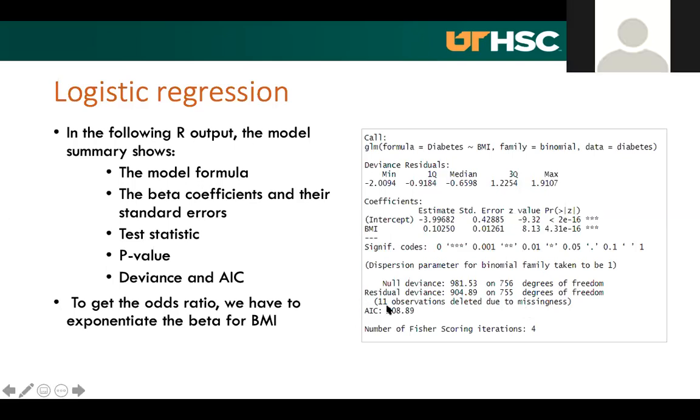And then we have the AIC, the Akaike information criterion. This helps us to compare two models to examine whether we specified our model correctly or not. And then we have other information about the number of Fisher scoring iterations. This is about model convergence, how long it took for the model to calculate the beta coefficients that are optimum for the model or for the data.